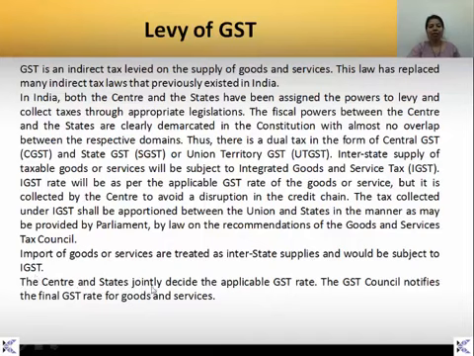Center and states jointly decide the applicable GST rate and GST Council then notify the final GST rate for the goods and services.